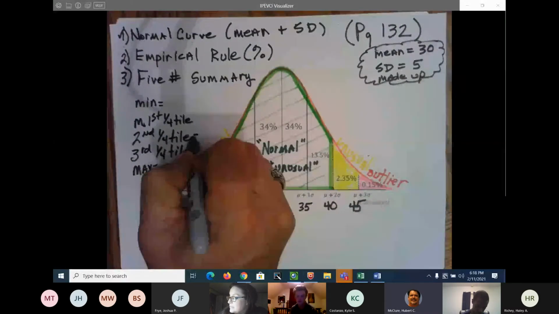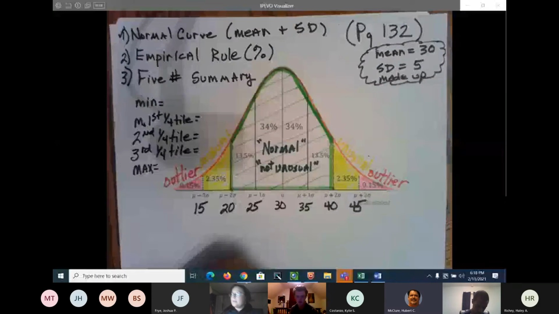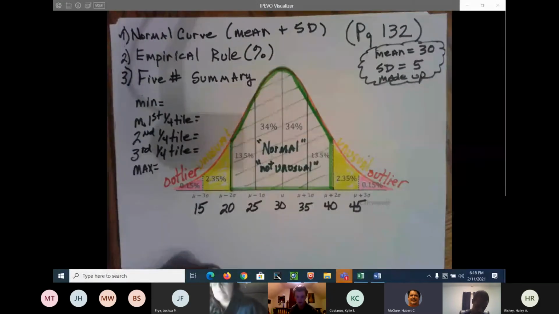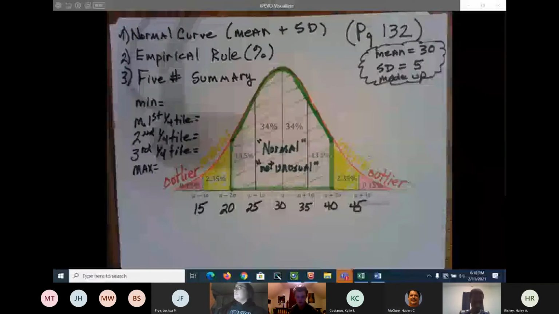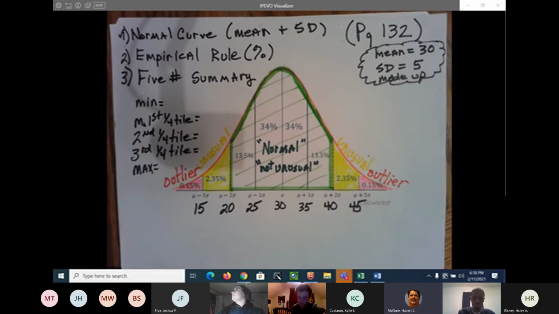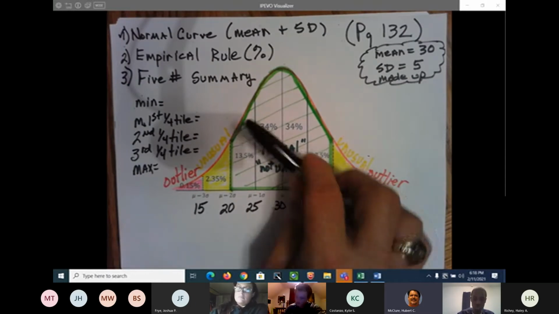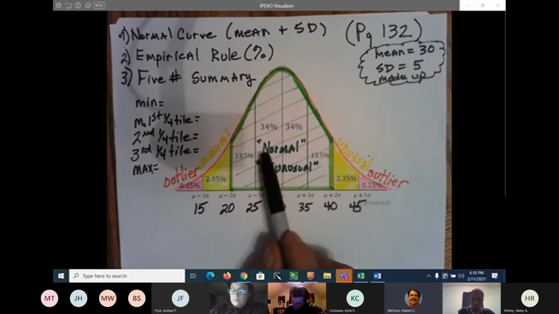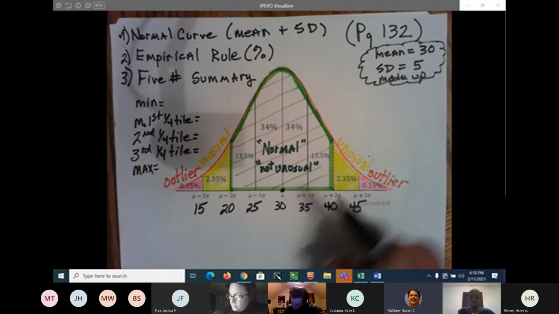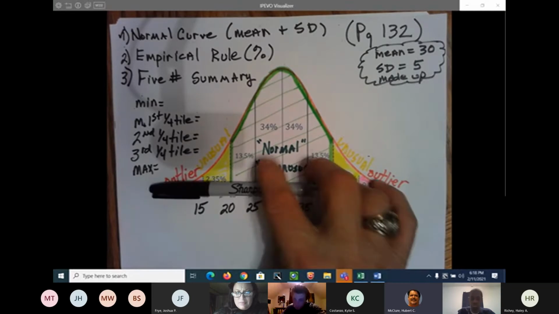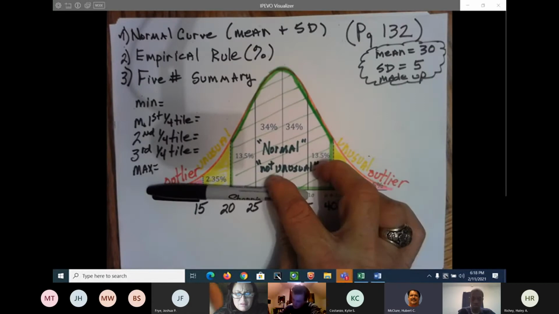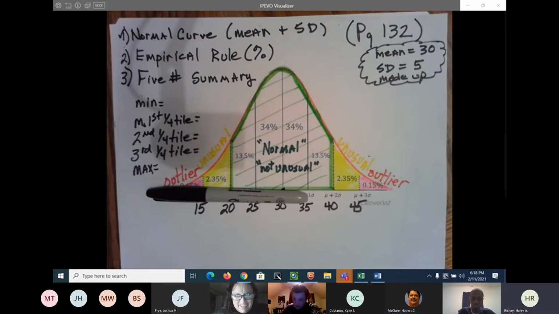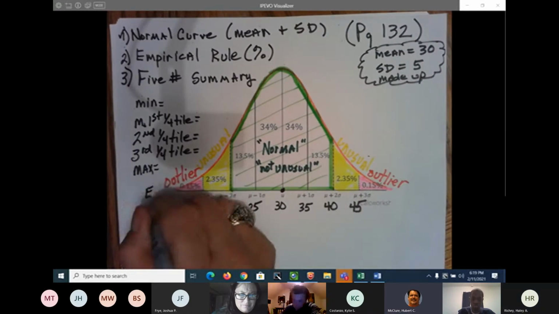Now, before I tell you how to find the quartiles, I want you to understand what they are. Okay? What are the quartiles? Well, think of this as the fuel gauge in your car, and here is the needle on your fuel gauge. Where is my fuel gauge pointing to right now? Empty.